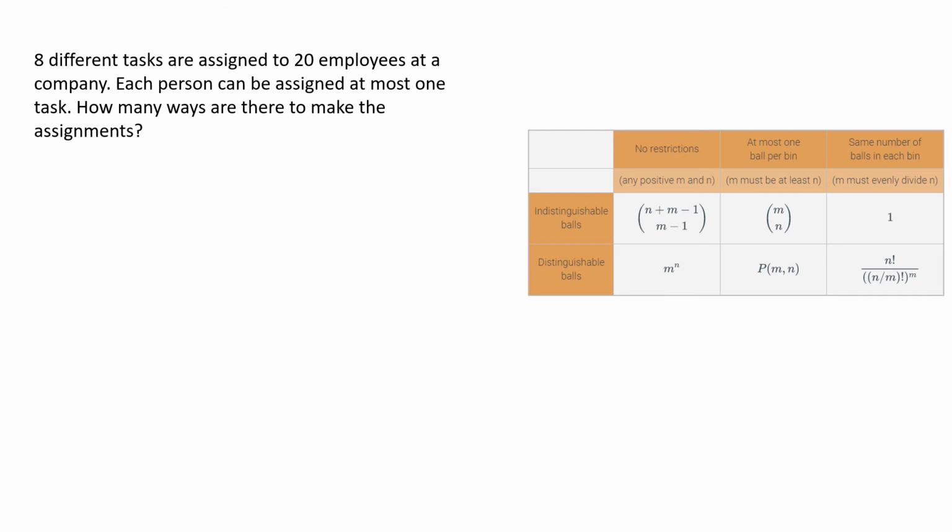Okay, so again, we're on the line for distinguishable balls because the tasks are different. But we do have at most 1 task, so we would be on the middle column where it says at most 1 ball per bin, because at most 1 task can be given to 1 employee. So it would be this one here, right? It would be the permutation of M things N at a time, because we've got the distinguishable balls and at most 1 ball per bin. And we would know what N is and M is, so we could put it in there and find the answer.